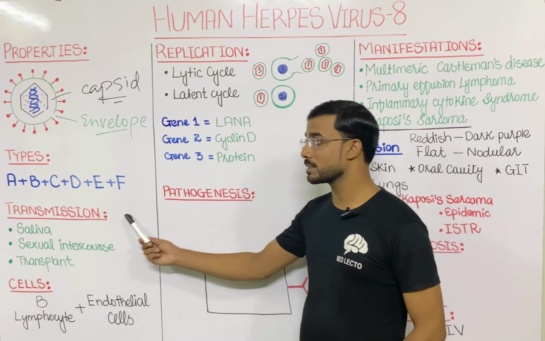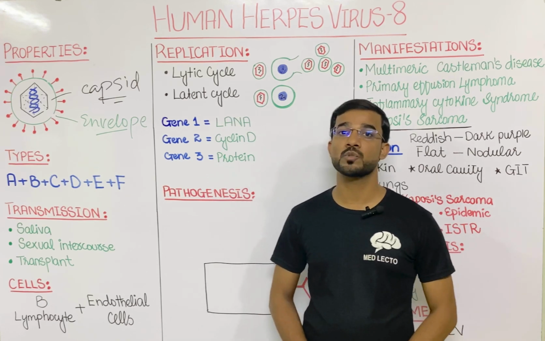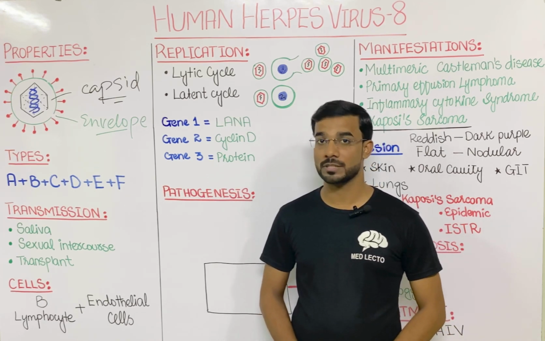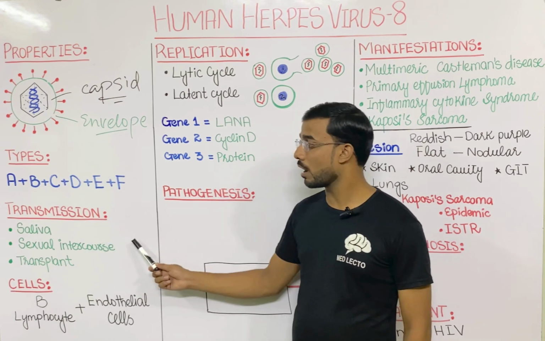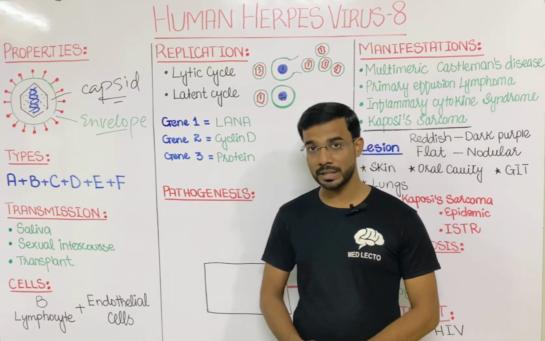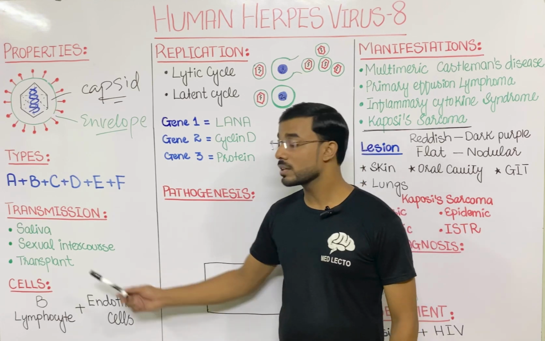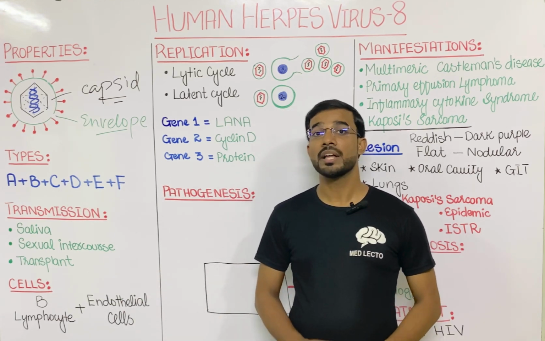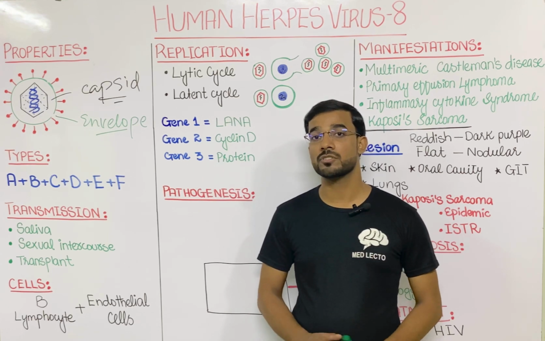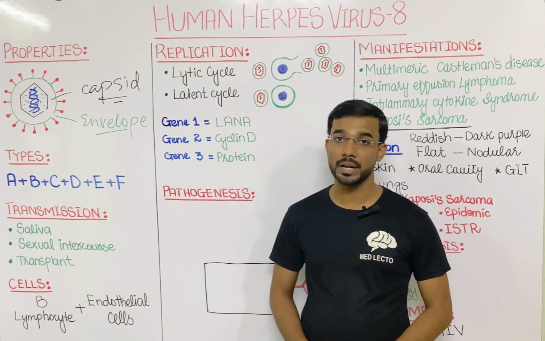If we look at the transmission, how human herpes virus 8 transmits from one person to another, it actually transmits through the saliva. It can be transmitted through sexual contact and due to the transplantation of organs. So during the transplantations, the human herpes virus 8 can be transmitted from one person to another.